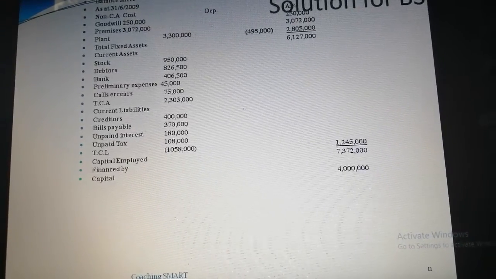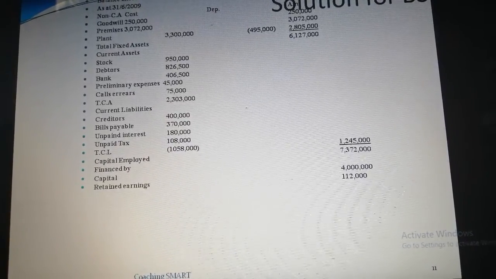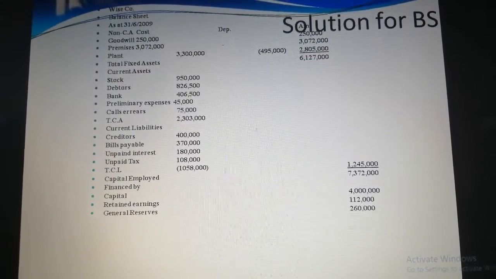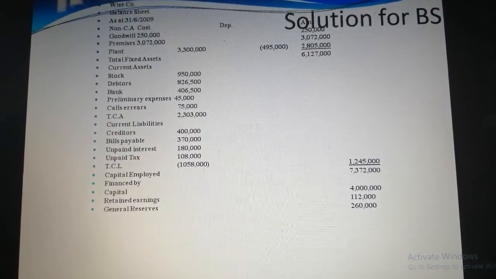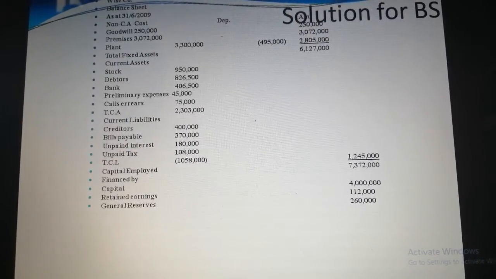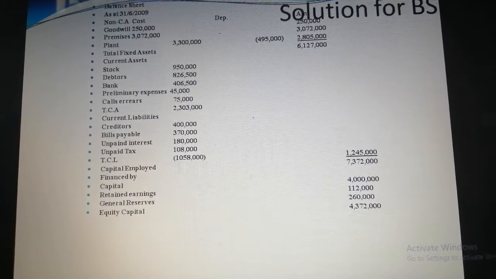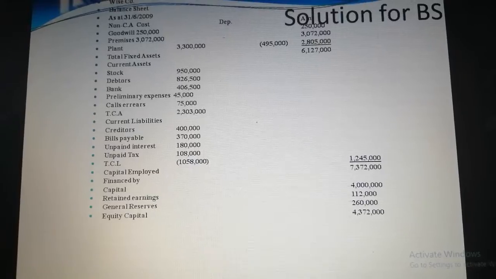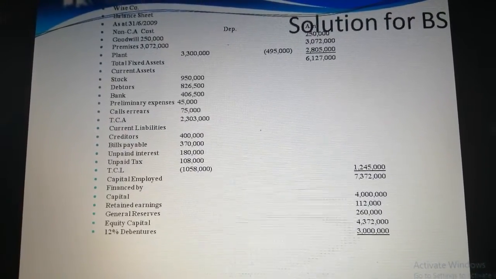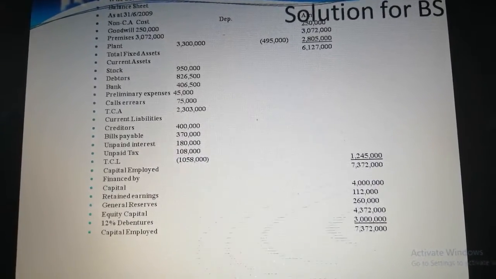Capital 4 million, retained earnings 112,000 from our profit and loss appropriation account. And then we have general reserve. It was 250,000 plus 10,000, which is 260,000. You add, you get what we call equity capital, which is 4,372,000. There is debt capital, which is debentures, 3 million. When you total, you get capital employed, which is giving us 7,372,000.